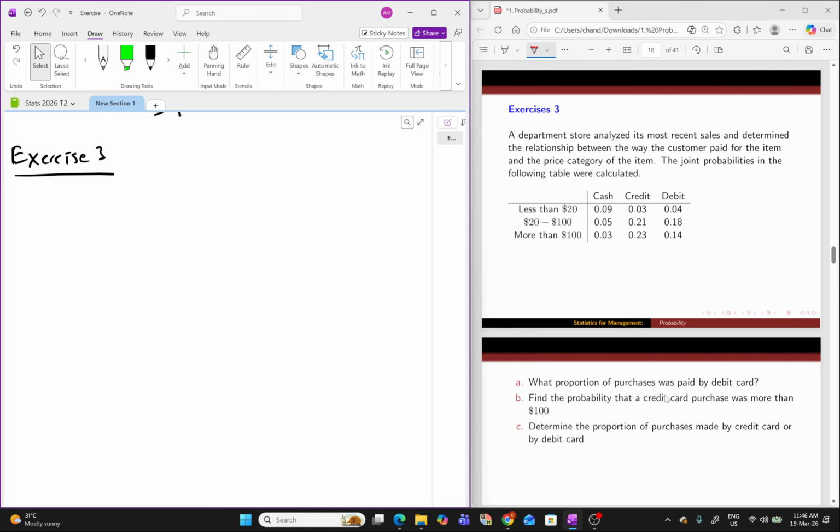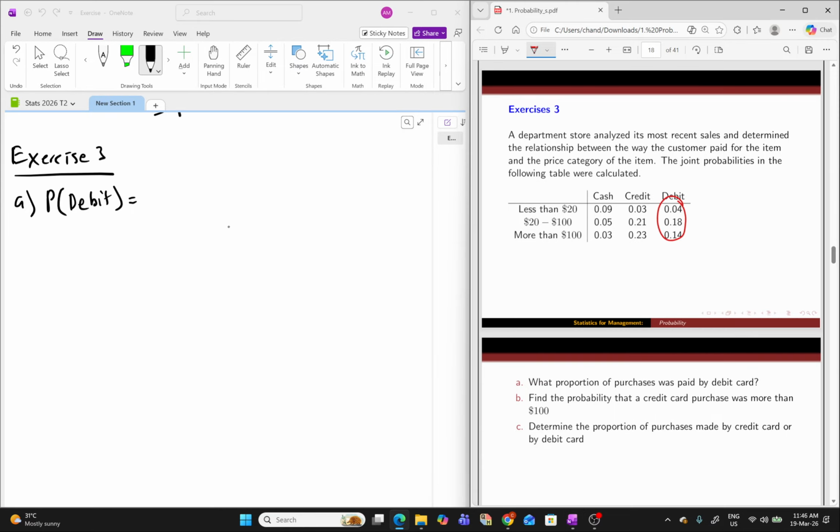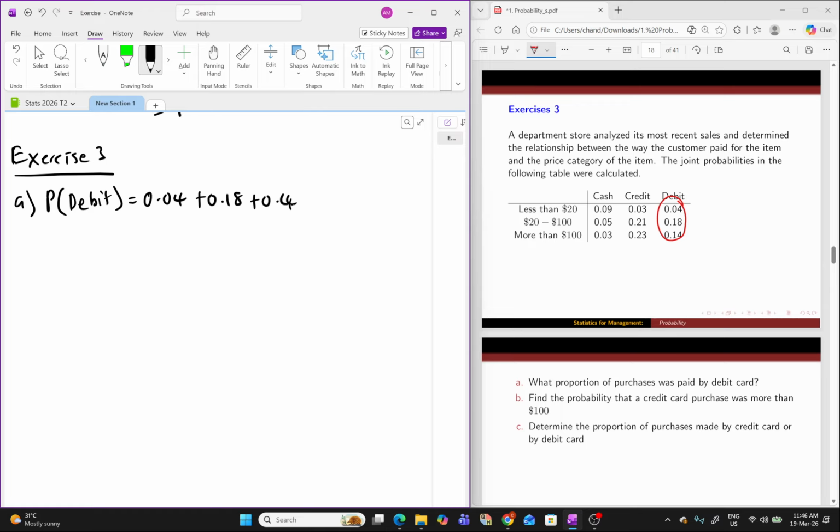What proportion of the purchases was paid by debit card? So A. Probability of debit card, you add all this, 0.04, and you will get 0.36.